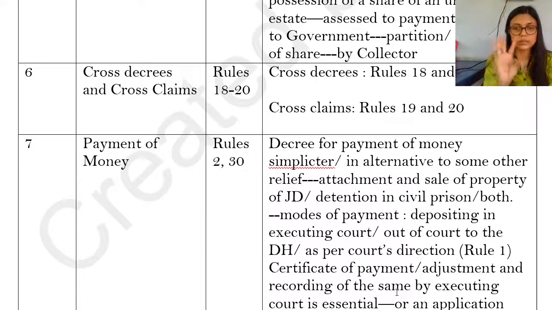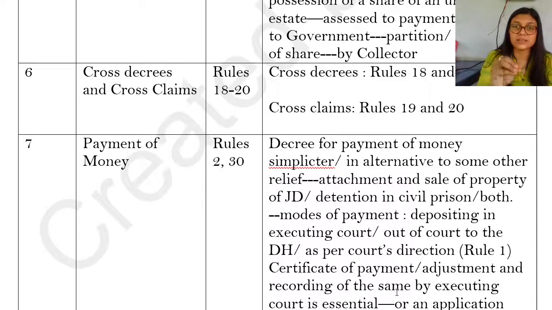Then for this particular payment or adjustment that you have given, a certificate will be given for the same. A recording of the same by the executing court is essential. Without this recording, it will not have any value. Or the judgment debtor himself will come with an application that please record such a payment or adjustment.